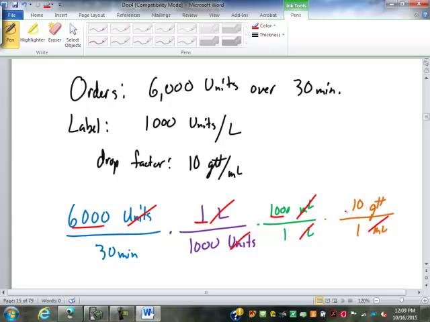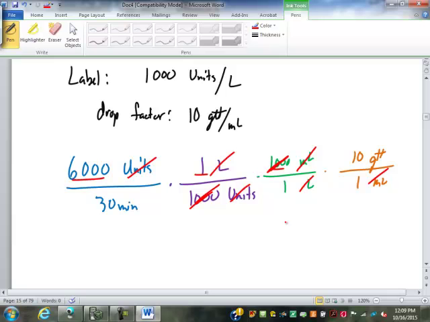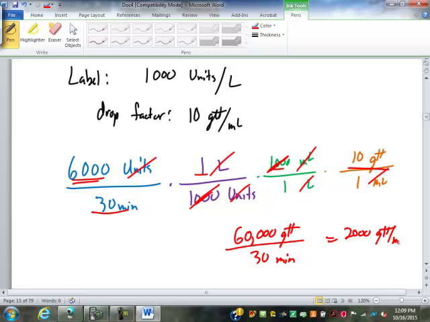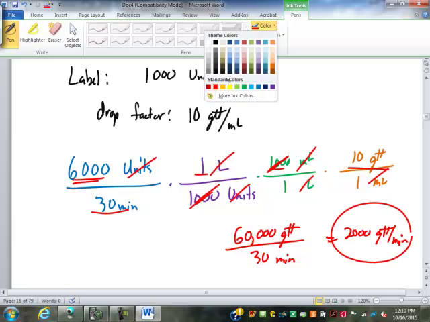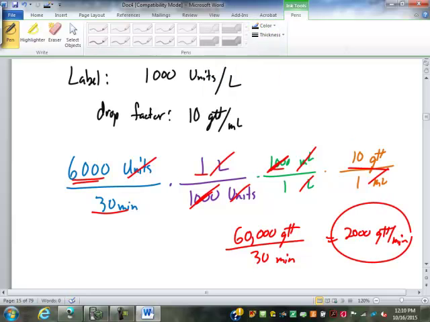Now here's what I would do here. I've got 1,000 here and 1,000 here. I'd cross cancel it out. Make it a little easier on myself. So now I've got 6,000 times 10 drops is 60,000 drops. Over 30 minutes times 1 is 30 minutes. Which is going to give me what? 2,000 drops per minute. Okay, so obviously that's not a very practical one, but you guys get the point.